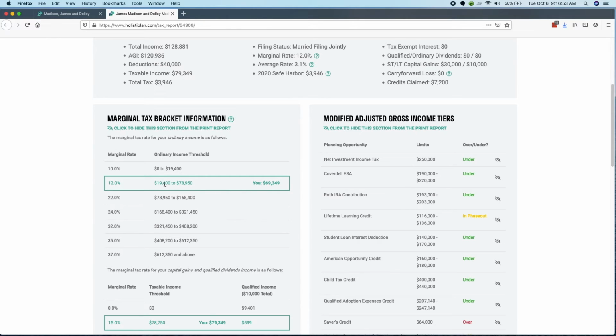Let's take a look. Does this look lower than it normally should be? This marginal tax bracket section. Do I expect the same thing to happen next year? If so, we should definitely consider a Roth conversion, bringing income forward into the year.